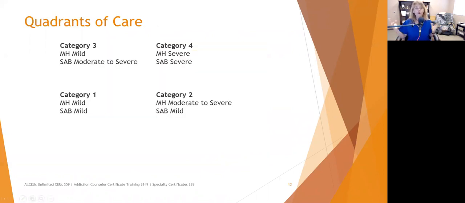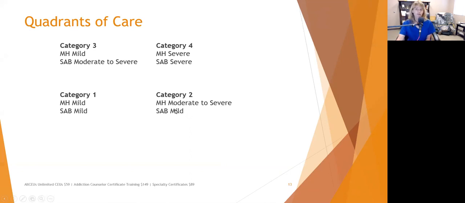So determining where to put people. There are 4 quadrants of care. Category 1, the mental health and the substance abuse are both mild. So the person is probably going to either go to early intervention or outpatient, and they can address whatever they need to. Category 2, the mental health is moderate to severe, but the substance abuse is still mild.